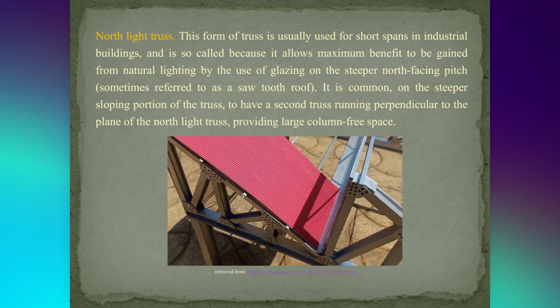North-light truss. This form of truss is usually used for short spans in industrial buildings and is so called because it allows maximum benefit to be gained from natural lighting by the use of glazing on the steeper north-facing pitch, sometimes referred to as a saw-tooth roof. It is common on the steeper sloping portion of the truss to have a second truss running perpendicular to the plane of the north-light truss, providing large column-free space.